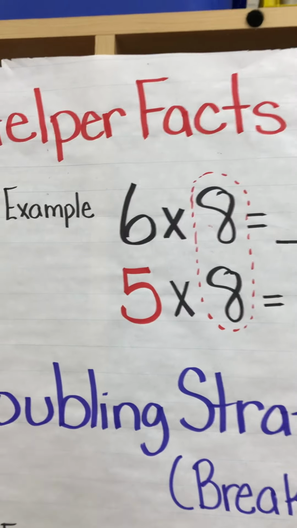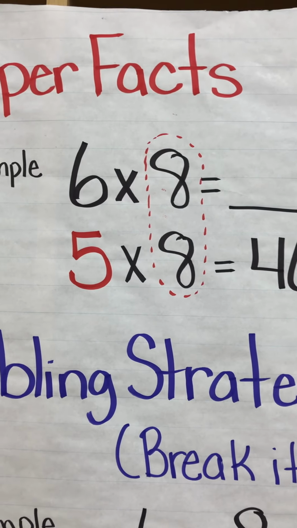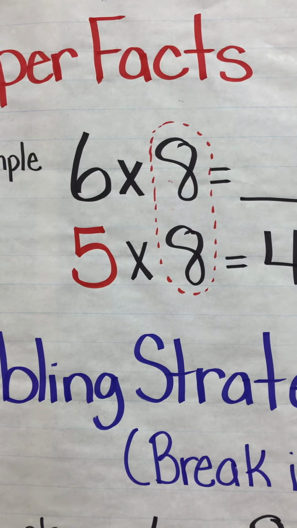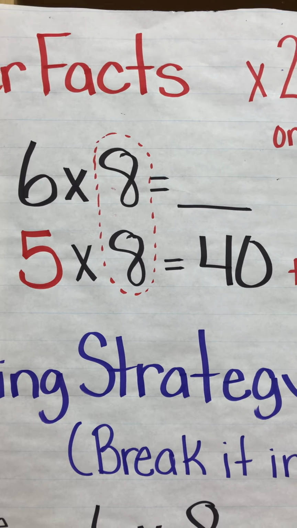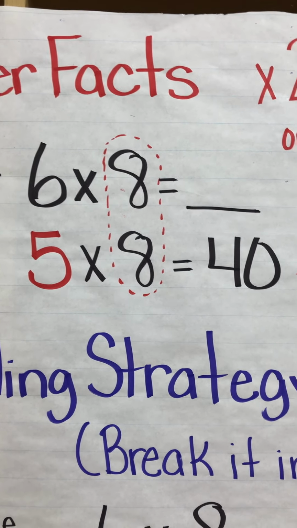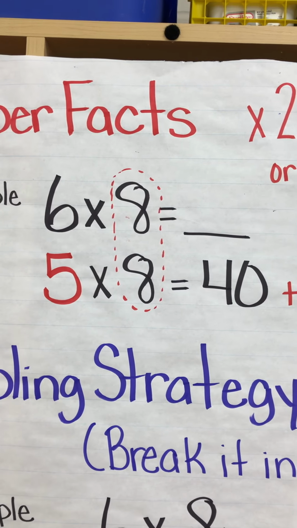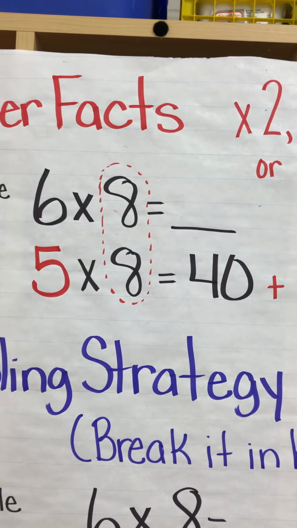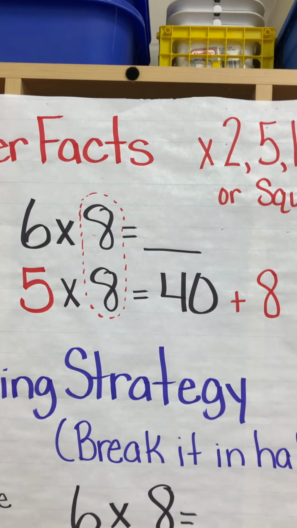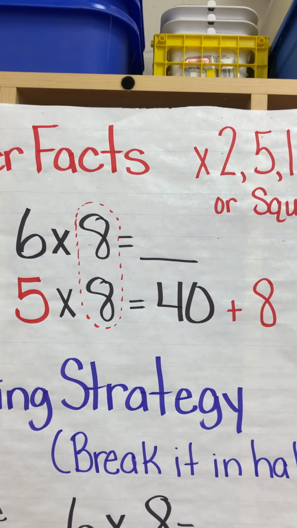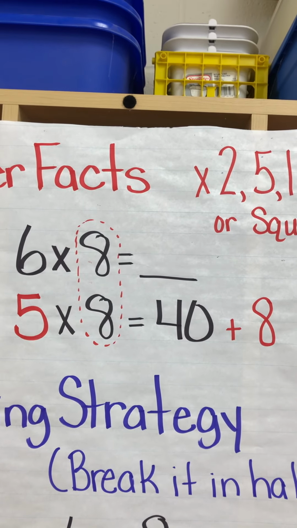If I need to do the problem 6 times 8, I could just change the 6 into a 5 because that is an easier fact to do. So I could do 5 times 8 and I know that is 40. Then I have to know if I need to add on a group or subtract a group. Because 6 times 8 is bigger than 5 times 8, I need to add on a group. And because there's an 8 in both of those problems, I'm going to add on a group of 8. So this is the helper fact strategy, where we use an easier fact that's really close to the one we're trying to solve, and then we either add on a group or subtract a group.